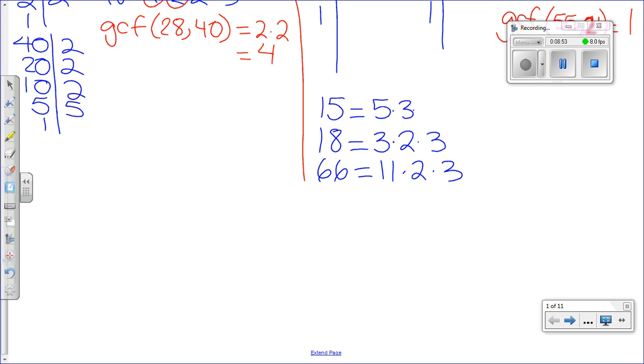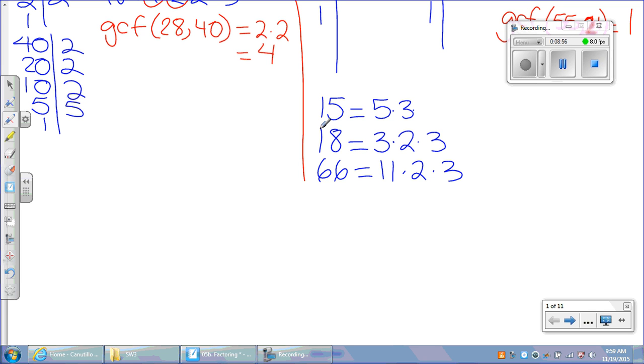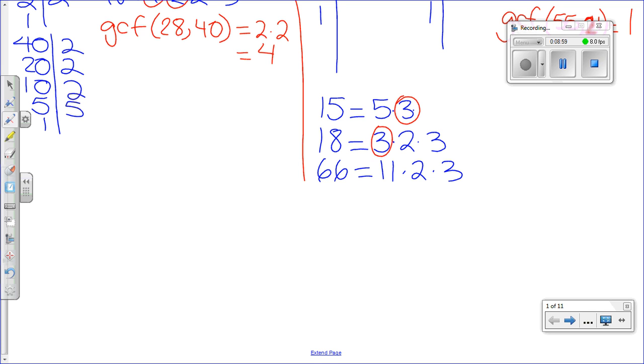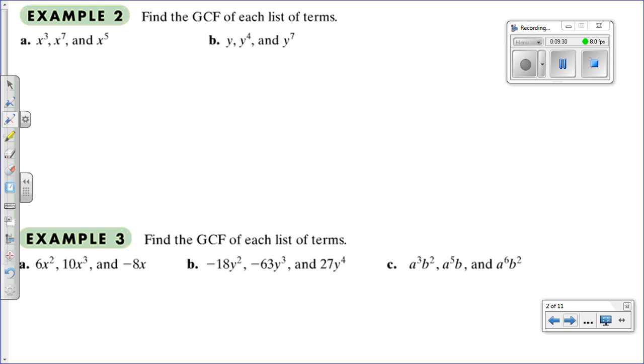Now, let's see what they all have in common. And it has to be in common for all 3 numbers. So all of them have a 3, right? Now, you can see that 18 and 66 have a 2 in common, but 15 doesn't. So should we take 2 into consideration? No. We cannot. You could tell because 15 cannot be divided by 2. I mean, you can, but you will not get an integer. So in this case, the GCF of numbers 15, 18, and 66 will be only 3. So let's go to the next slide.